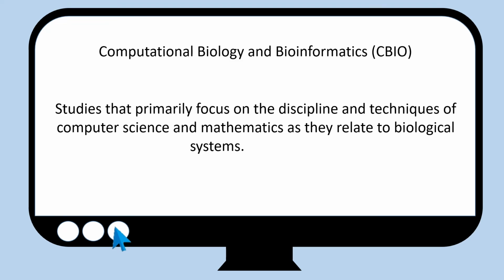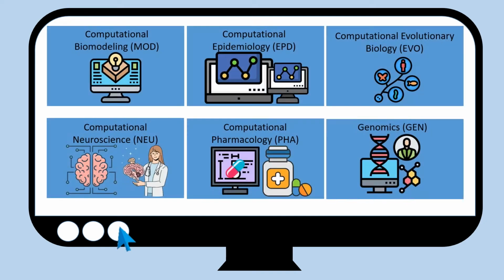On the other hand, the computational biology and bioinformatics category are studies that primarily focus on the techniques of computer science and mathematics as they relate to biological systems. There are six subcategories, namely computational biomodeling, computational epidemiology, computational evolutionary biology, computational neuroscience, computational pharmacology, and genomics. This can be used for mathematical modeling and simulation techniques.